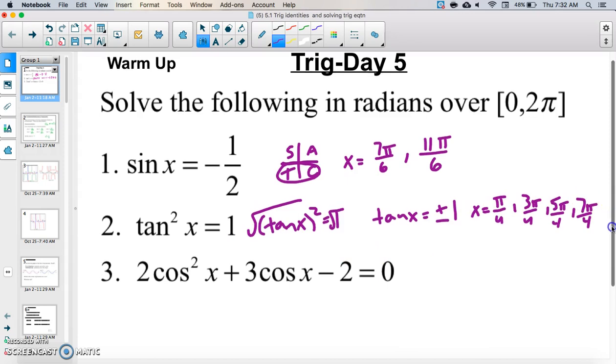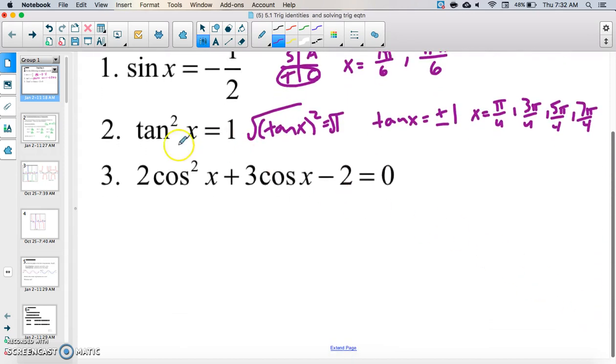The last one really deals more with what we're doing today, which is solving trig equations. You'll notice this is a squared term, this is an x, and this is a constant, so we can factor. What I would recommend is the u substitution we talked about earlier. So I'm going to set u equal to cosine x. This turns into 2u squared plus 3u minus 2 equals 0.